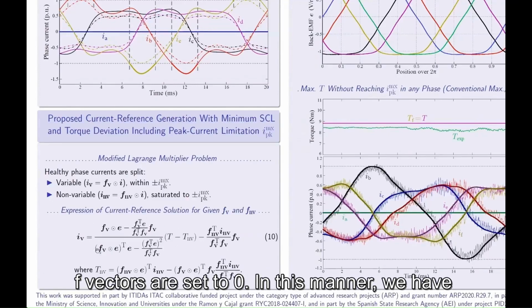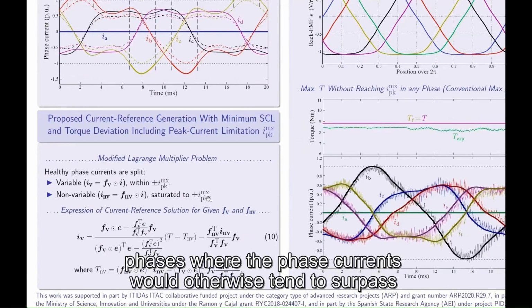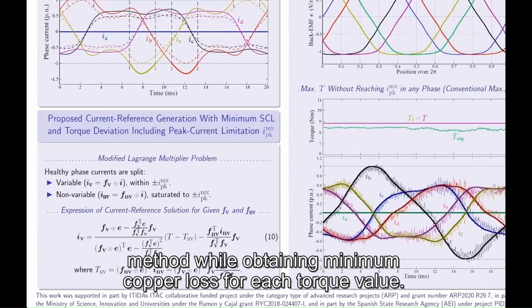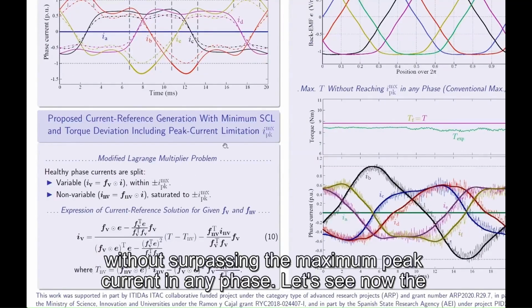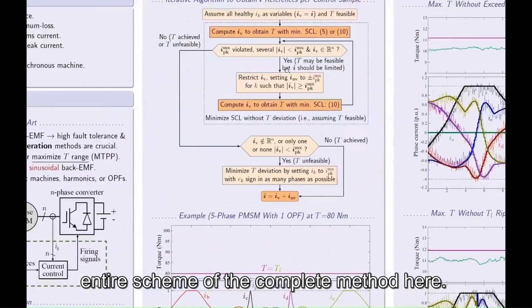So in this manner, we have minimum copper losses per torque while respecting the limit in the phases where the phase current would otherwise tend to surpass this limit. So we will obtain higher torque than in the previous method while obtaining minimum copper loss for each torque value. So this equation will be used online when the torque reference can be actually achieved without surpassing the peak current in any phase. Let's see now the entire scheme of the complete method here.